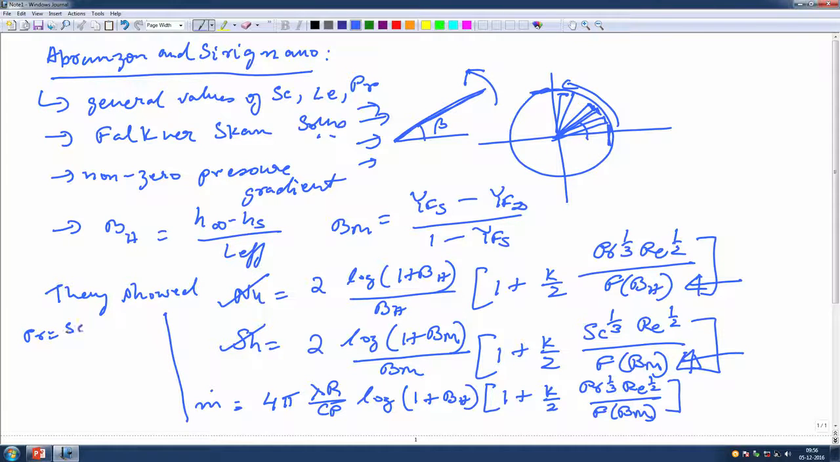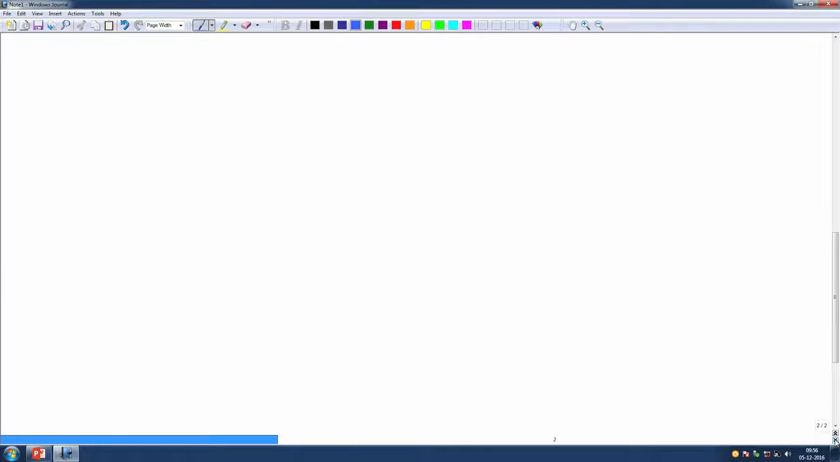Now, there is one other assumption. When Prandtl number and Schmidt number are equal to 1, the two heat and mass transfer numbers become equal to each other. That means Bm becomes equal to Bh. Otherwise, if that is not the case, normally Bh is given as 1 plus Bm to the power of A, minus 1. That is when the condition is not valid, when Prandtl and Schmidt number are not equal to 1.